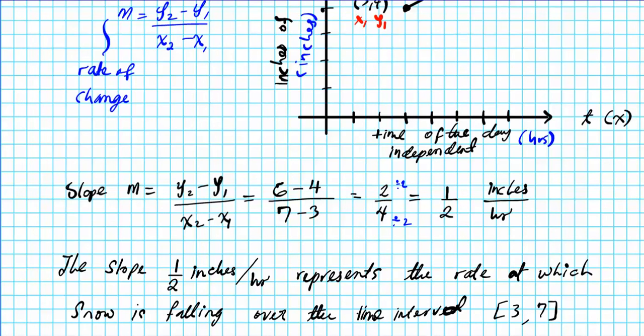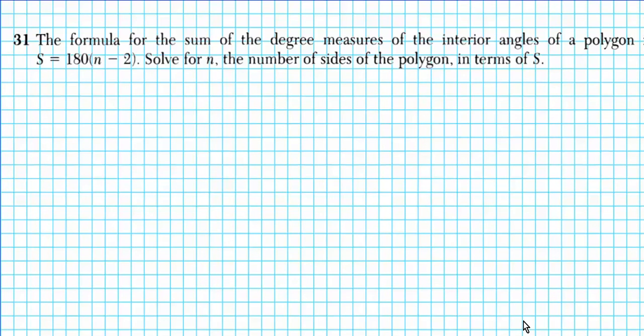Okay, so that's that. All right, let's take a look at question 31. It says the formula for the sum of the degree measures of the interior angles of a polygon is big S equals 180 times (n minus 2). Solve for n, the number of sides of a polygon, in terms of S. So we have big S equals 180 times (n minus 2). The goal is to solve for n. So we're trying to isolate n, okay, isolate this variable. So how do we accomplish that?